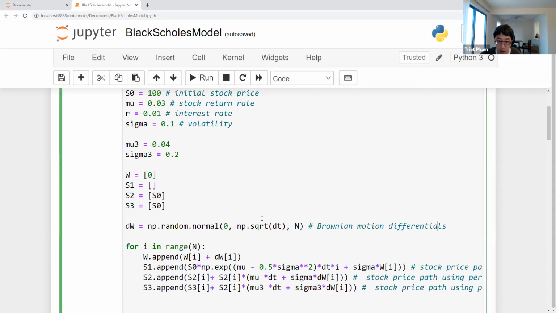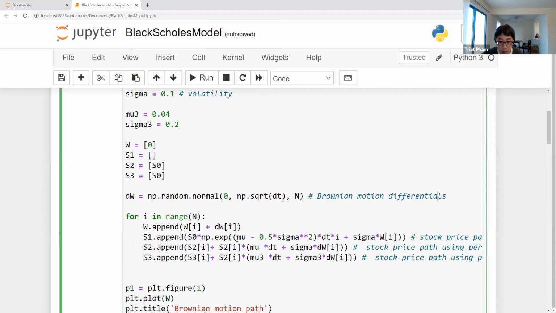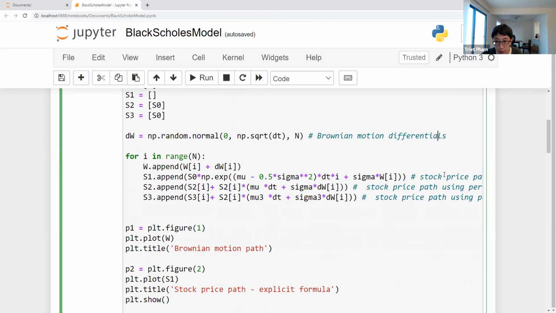Okay. Now here, I show you two different ways to generate the stock price path. This way is just the direct formula, meaning this is the exact formula, because I just use the formula, S0 e to the mu minus 1/2 sigma squared times t, where dt times time is t, plus sigma times Wt.